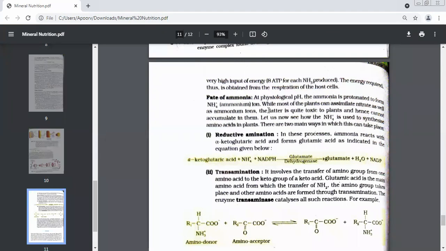For example, if I talk about the physiological pH of blood, its value is somewhere between 7.35 to 7.45. So the optimum or the most suitable value for every organism and every part is different. So here we are talking about suitable pH conditions, neither acidic nor basic. Ammonia is protonated to form ammonium ions. Ammonia is NH3, children, remember? Protonated, proton means it's going to take another hydrogen atom and it will become ammonium ion.